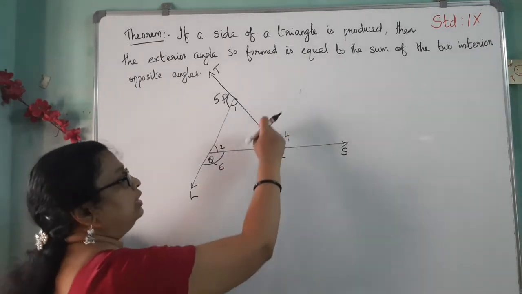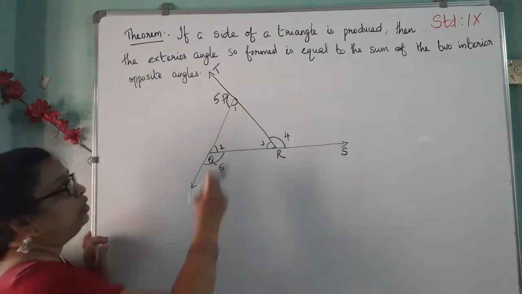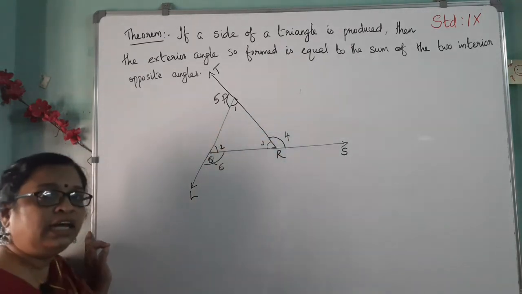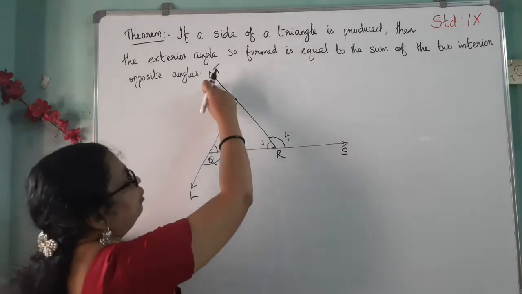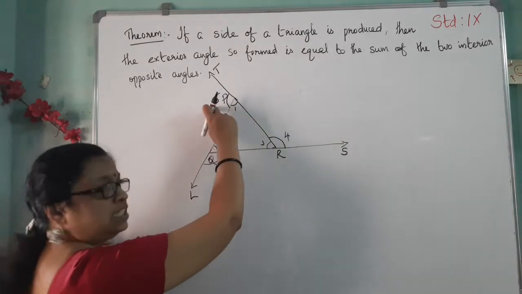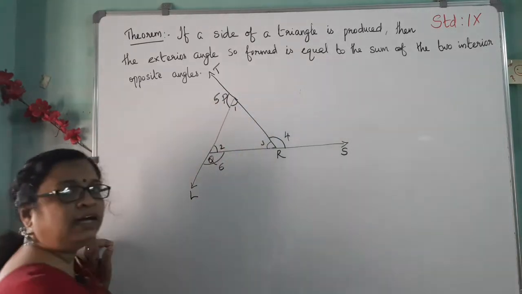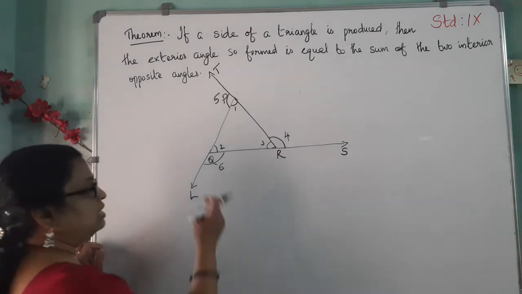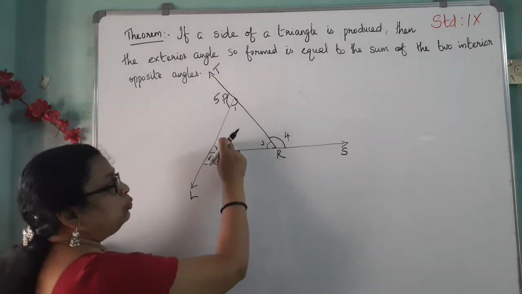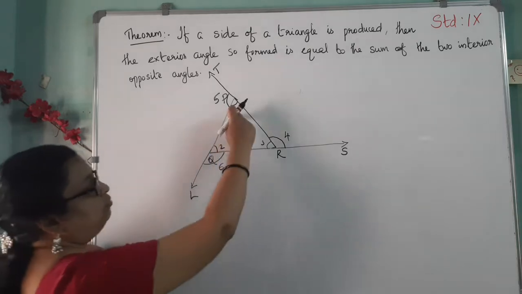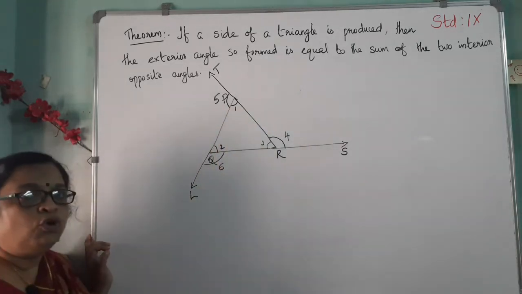According to 4, this 3 is adjacent to 4. 1 and 2 are interior opposite angles. Then according to 5, 1 is adjacent to 5, 2 and 3 are interior opposite angles. Here this 6, 2 is adjacent to 6, 1 and 3 are interior opposite angles.